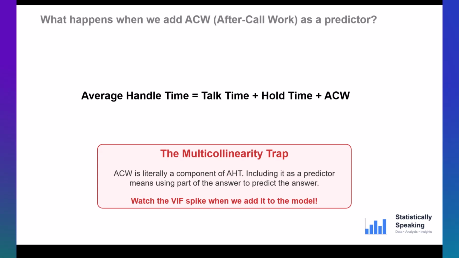Basically, if you use something that is correlated with other predictors, you will have a bad model, and I will show you how bad it looks and how VIF changes when you add a predictor that is not useful.